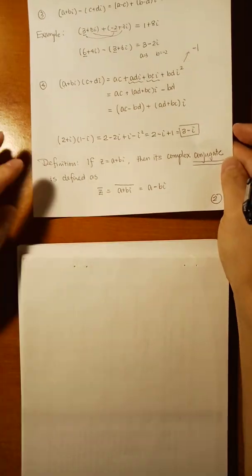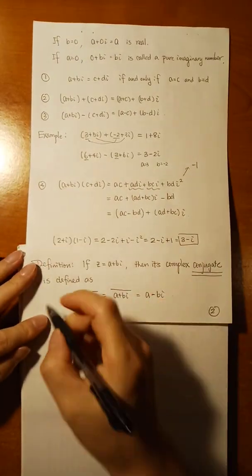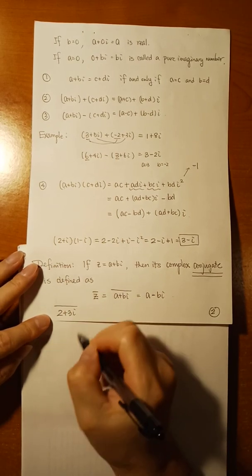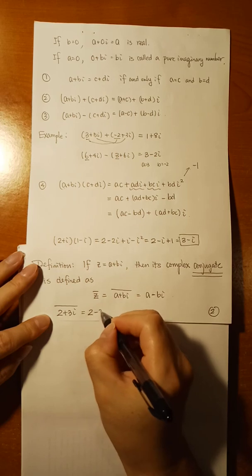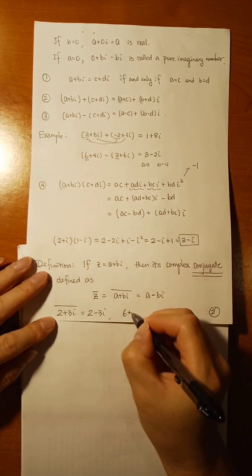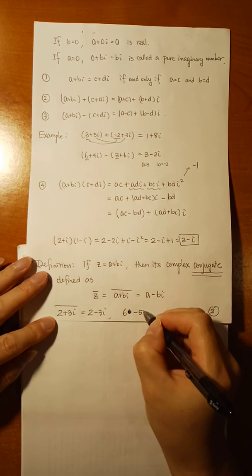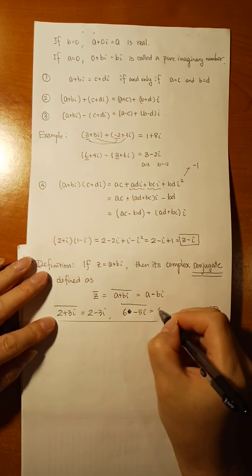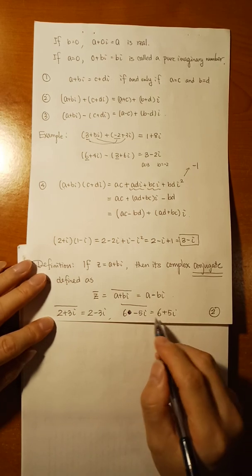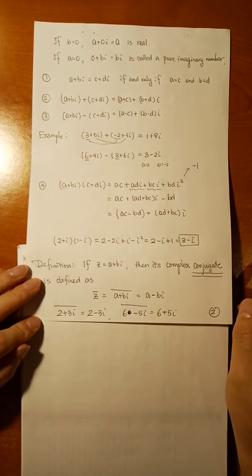So for example, let's put an example. If you have 2 plus 3i, you take the complex conjugate, it's just 2 minus 3i. And if you have 6 minus 5i, you take the complex conjugate, it's 6 plus 5i. You only change the sign of the i term. Okay?